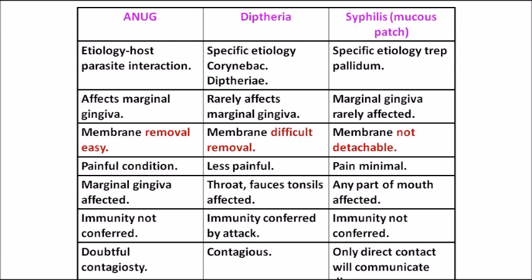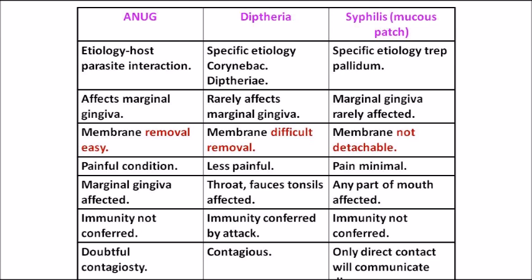Then ANAG, immunity will not be conferred. It is not like once you get affected with ANAG you get immunity and you won't get the disease again. For diphtheria, immunity is conferred by attack. That is why there is a point in giving diphtheria vaccine, right? In DPT vaccine, we are giving diphtheria vaccine, which is using this logic. Immunity will be conferred by attack. In syphilis also, immunity is not conferred.